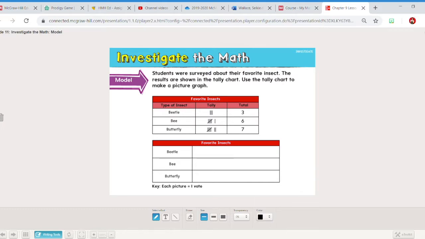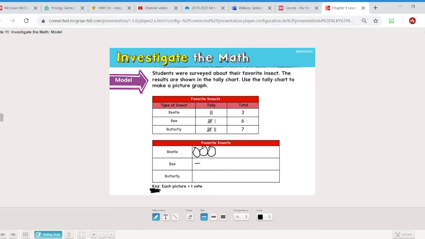Well, we're not going to make the most detailed pictures, but we don't want to have a sloppy chart. So let's use our information to do our picture graph. Right here it says key, which helps you understand the graph. Each picture equals 1 vote. So 1 beetle would equal 1 student wanting a beetle. I'm not the best at beetles, so I'm going to try my best.